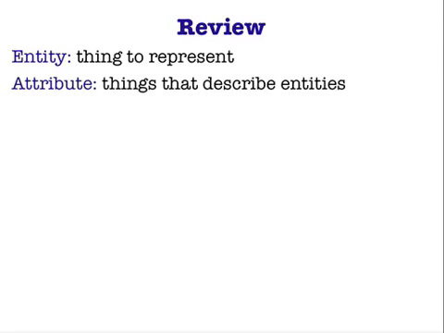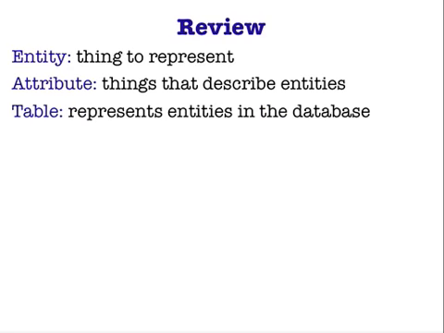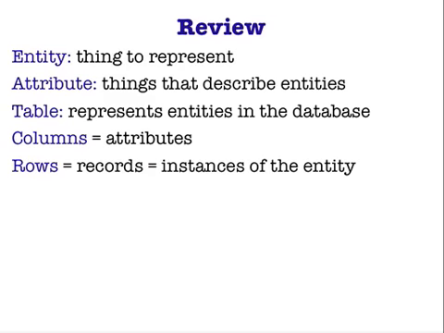Let's review some of the terms and concepts we covered in this video. An entity is a thing that we want to represent in a database. Attributes are things that describe an entity. Each entity is represented in a database as a table. The columns of the table are the attributes, and the rows of the table are the individual instances of that entity.